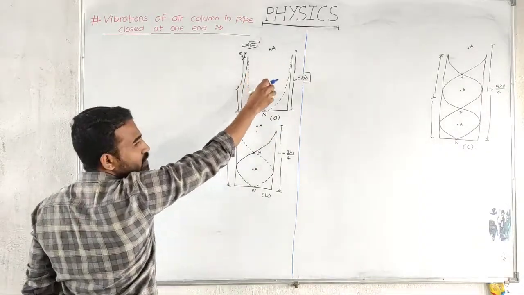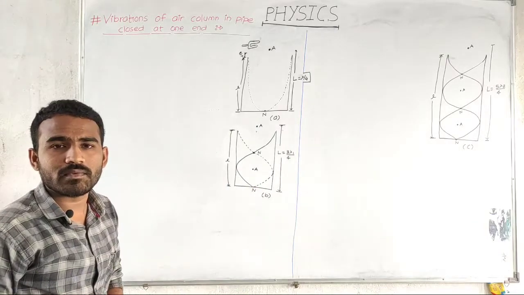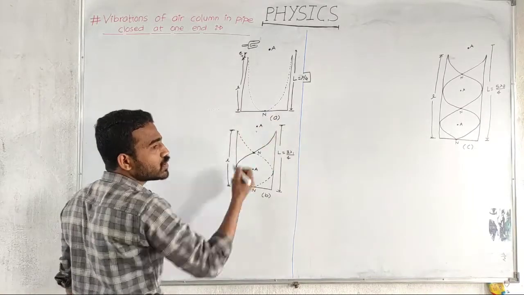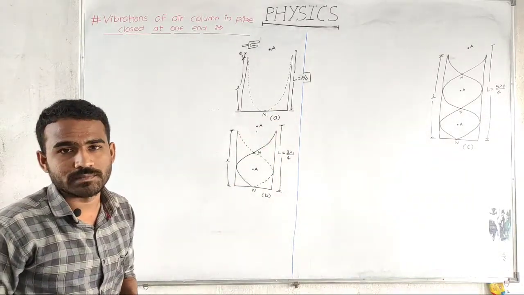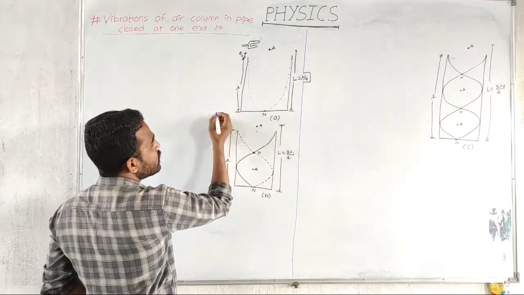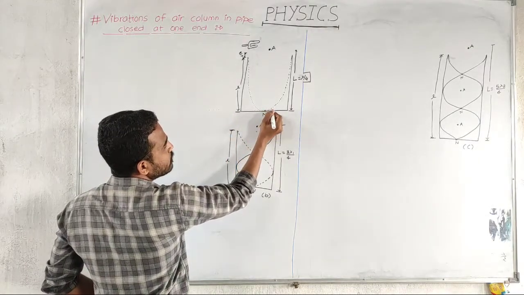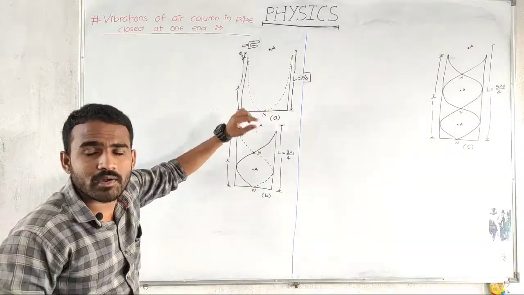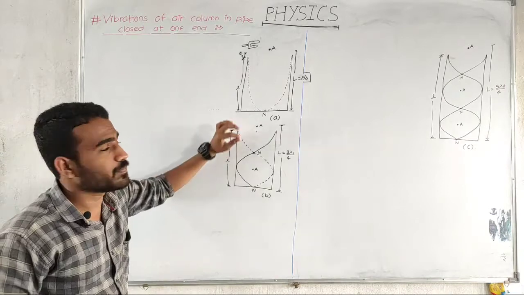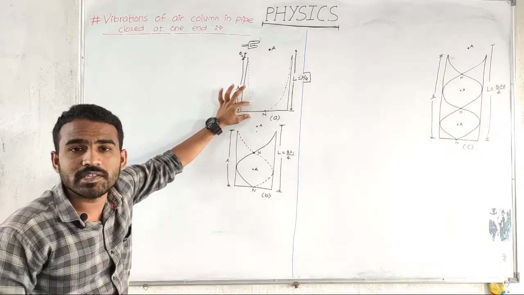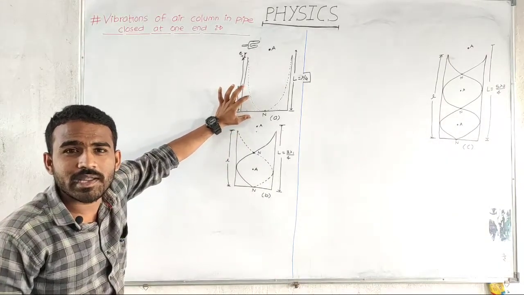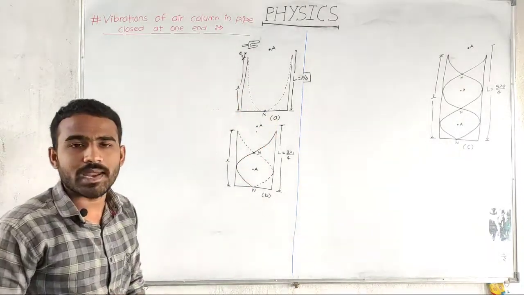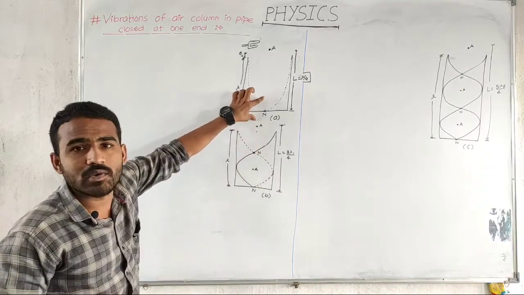There are a number of particles in this air column. The particles at the closed end have the least freedom for motion. So they can vibrate or oscillate with minimum displacement, and the particles which have minimum displacement are nodes. So at the closed end there must always be a node.